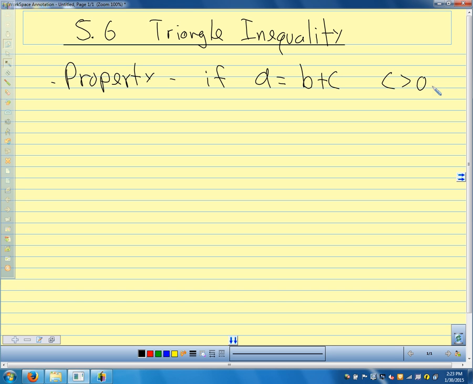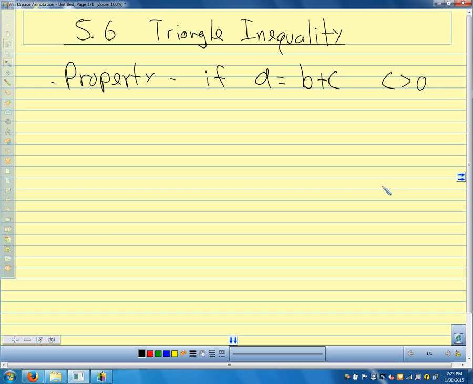So C is a positive number, bigger than 0. So to get A, I'm adding something to B. Which one has to be bigger? A has to be bigger, right? If to get A, I'm adding something to B, that means B is smaller than A. A has to be bigger.